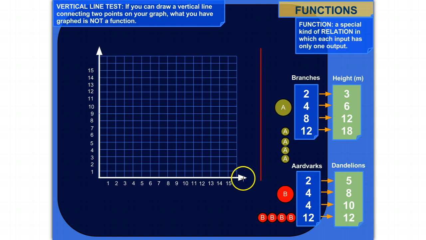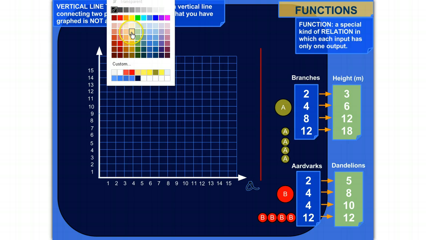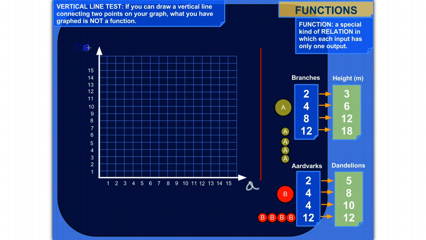So we'll put aardvarks on the x-axis, so A, and then dandelions on the y-axis. So that's D. Okay, there we go. And let's graph these points. We've got 2 aardvarks and 5 dandelions. We've got 4 aardvarks and 8 dandelions. We've got 4 aardvarks and 10 dandelions. And we've got 12 aardvarks and 12 dandelions.